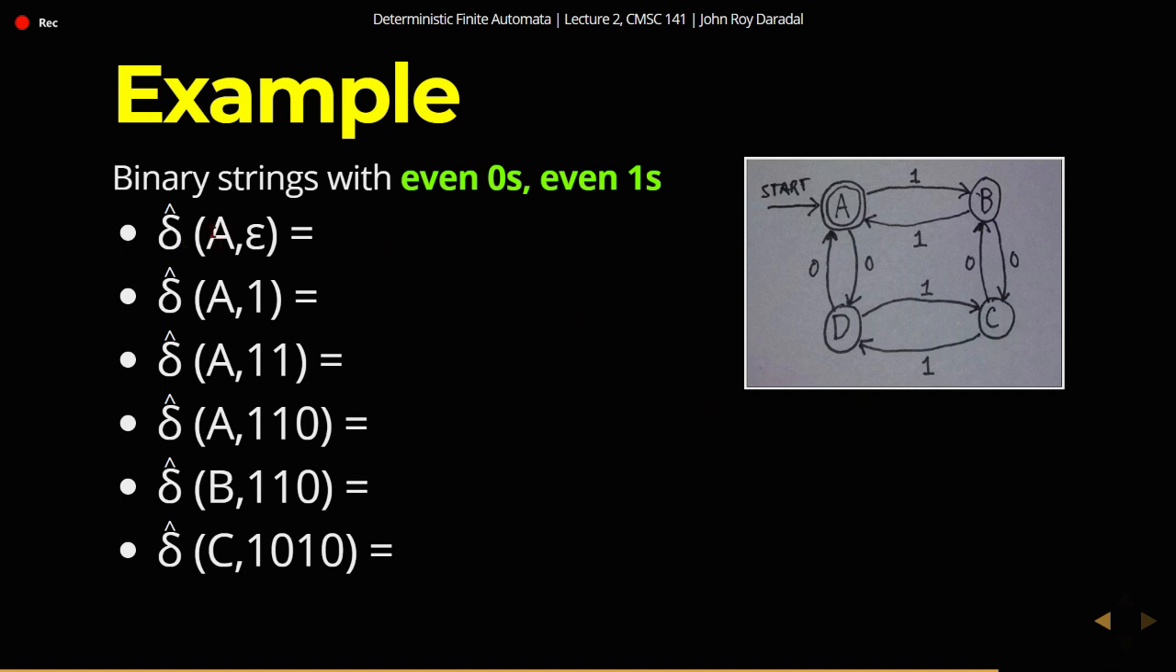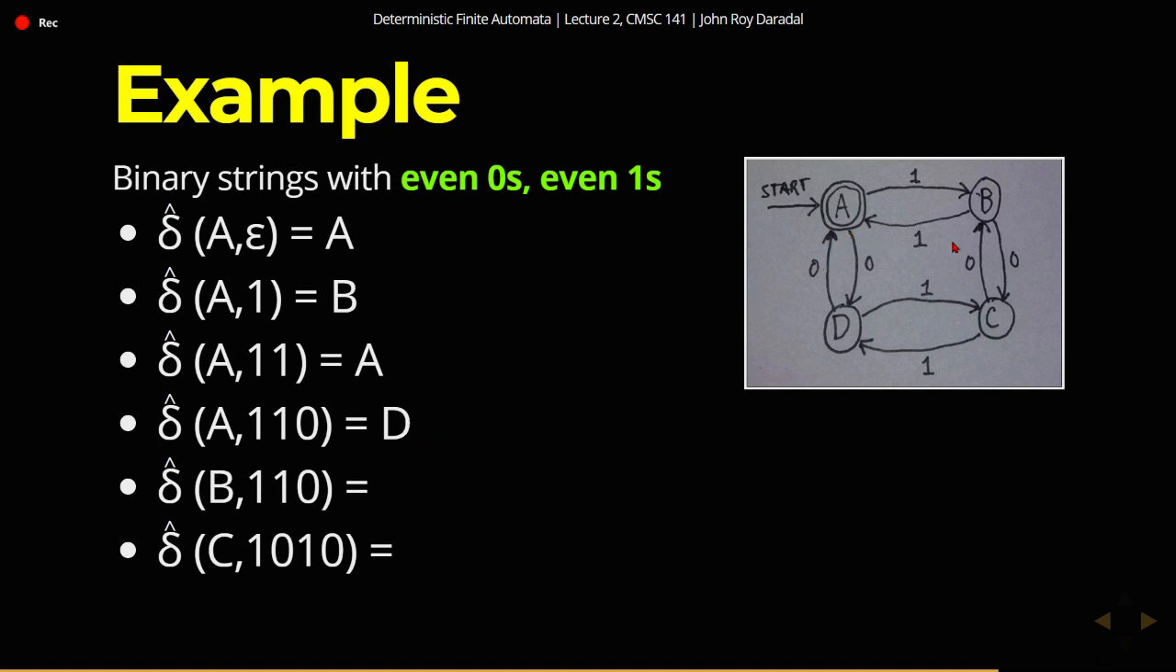What is the delta hat of starting from A given epsilon? Given that we have the DFA for binary strings with even zeros and even ones. Since we don't have anything to process, it will stay in A, right? So it's still A. How about A given string 1? A on 1 will go to B, right? How about A on 1, 1? A on 1, 1 will go from B and then back to A, so that's still A. How about 1, 1, 0? So 1, 1, 0, that will be D.